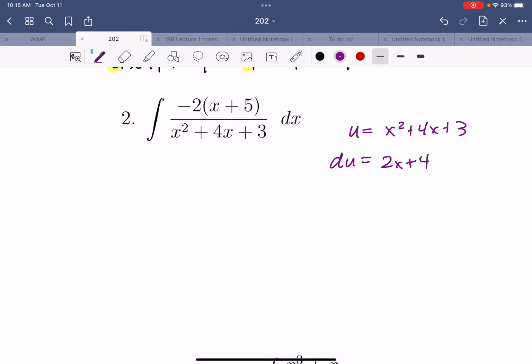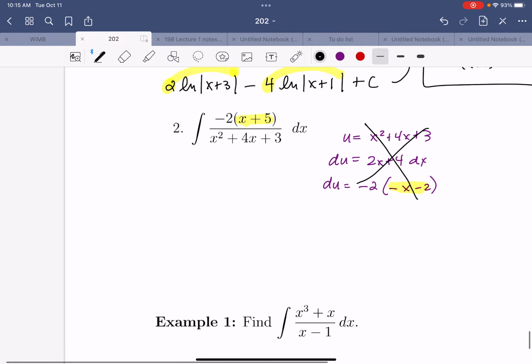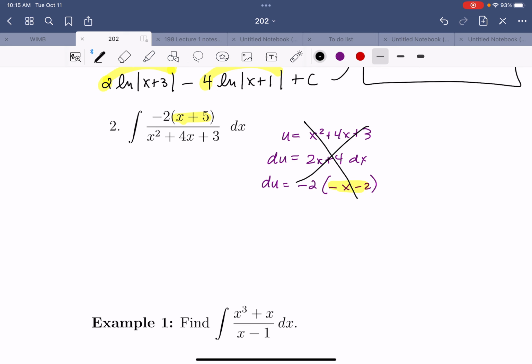So because what I have is negative 2, if I tried to take out a negative 2 to try to make it x plus 4, let's see, that would be du equals negative 2 times negative x minus 2. And this part does not match this part at all, okay? So therefore, u sub's not going to work. So we've got to have another strategy here. What are we going to do in this situation?